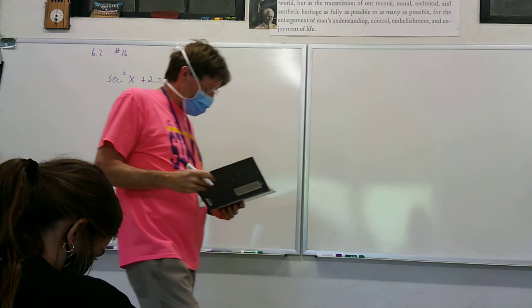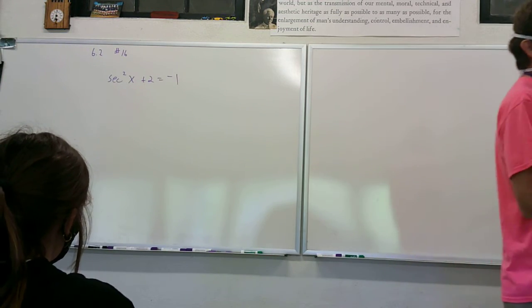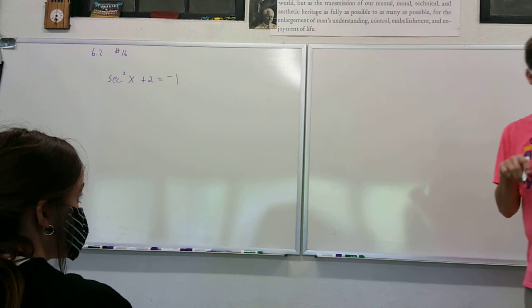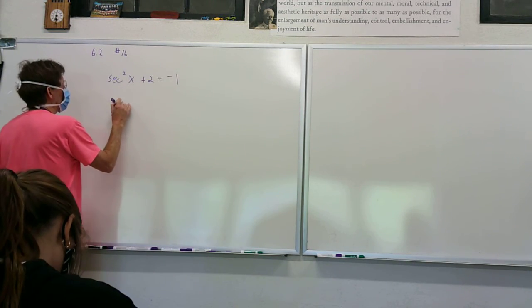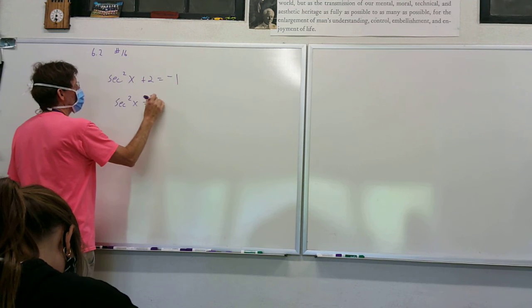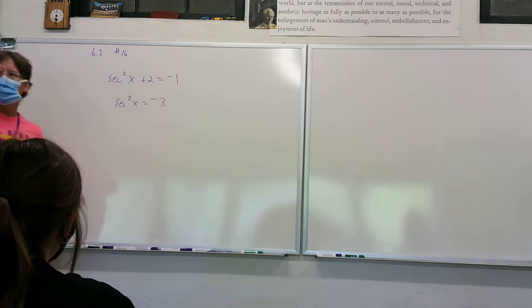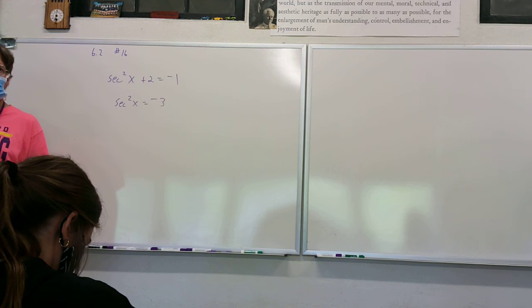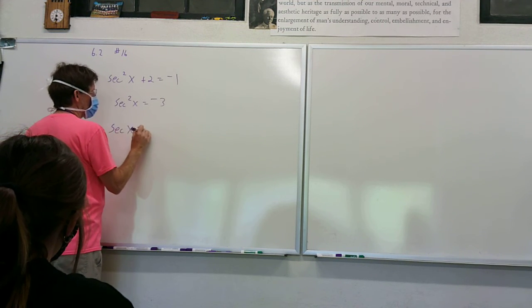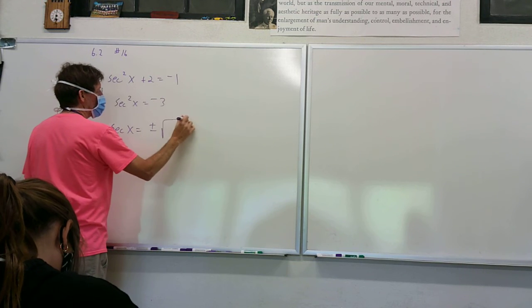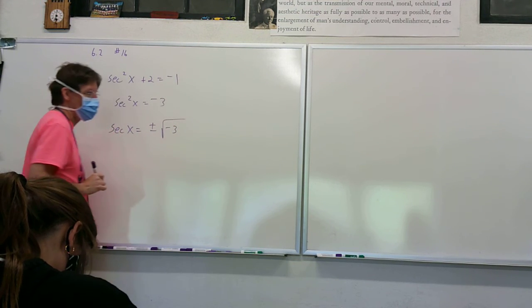All right, you're going to get the secant squared by itself. So you're going to subtract 2, right? So you're going to get secant squared x equals negative 3. You're about to take the what of both sides? Square root. So you get secant x equals the positive or negative square root of negative 3.